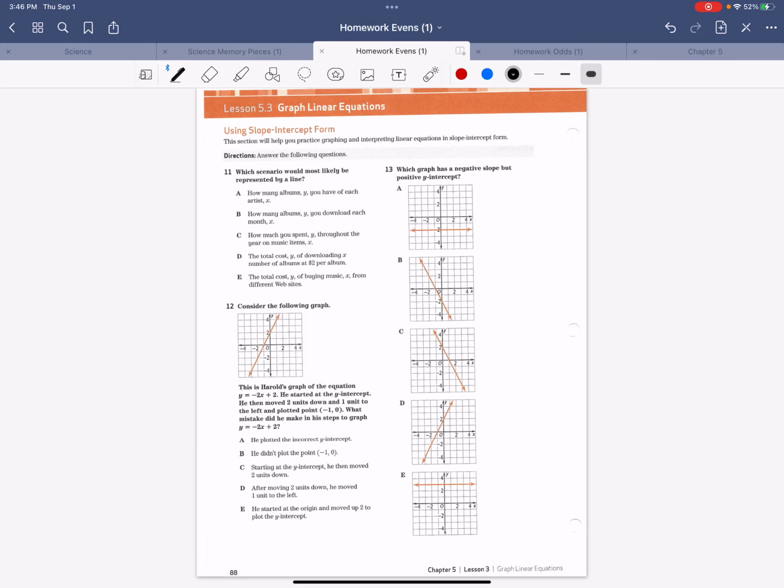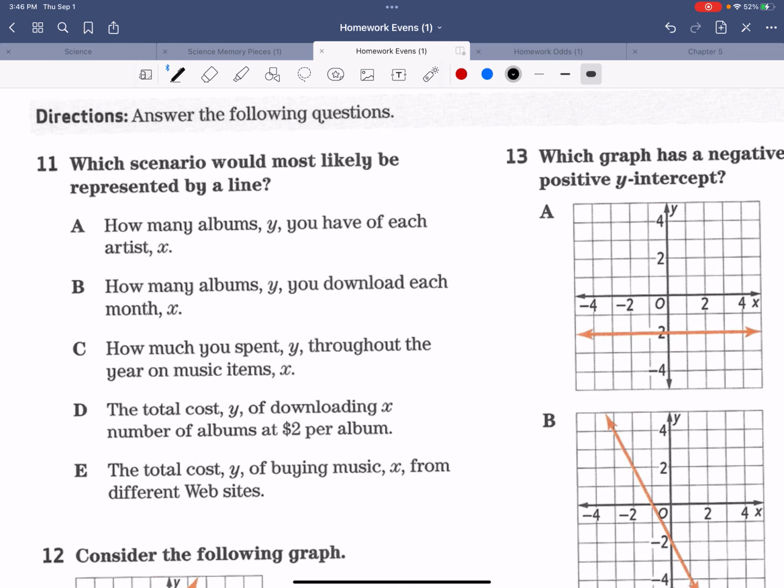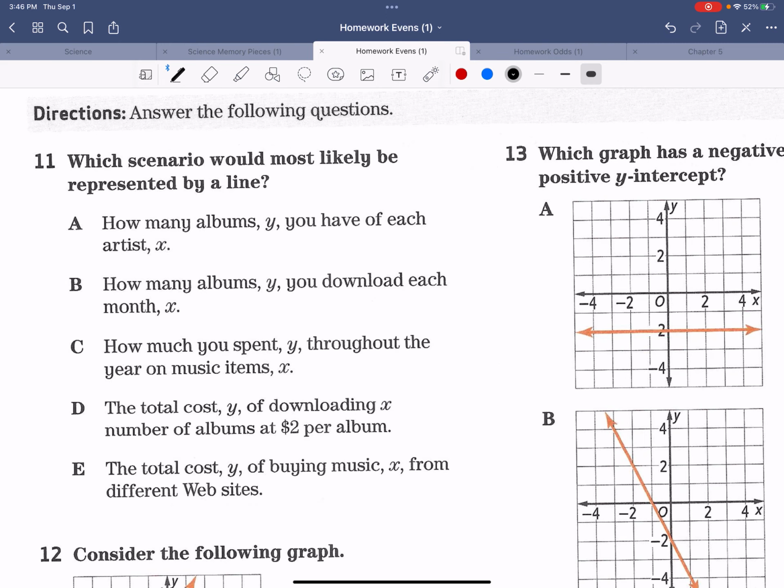I am in the exercise book on page 88, and we are still working with slope and graphing linear equations. We're looking at number 11. Which scenario would most likely be represented by a line?